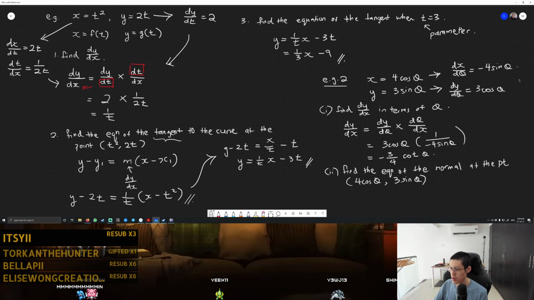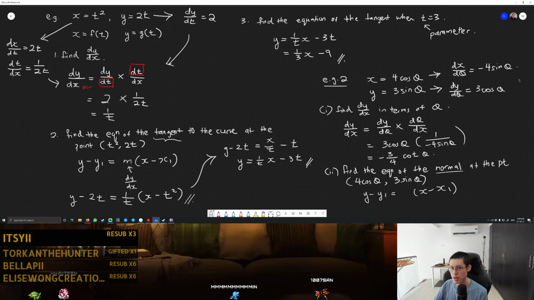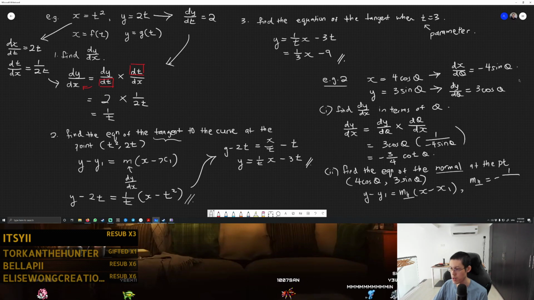So first, to find the normal, it is a straight line, so we're going to have to use y minus y1 equals m(x minus x1). However, the gradient here is the gradient of the normal. And how is that related to the gradient of the tangent? The gradient of the normal is equal to the negative reciprocal of the gradient of the tangent. So you have to leave it like this.